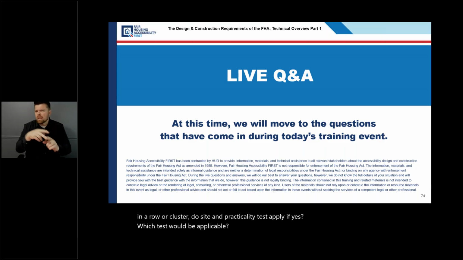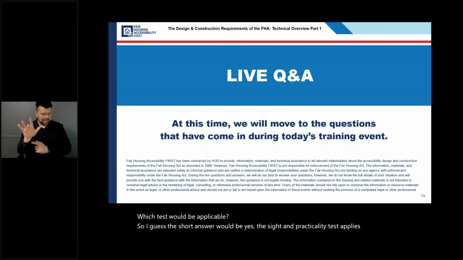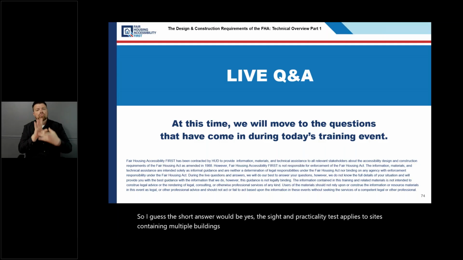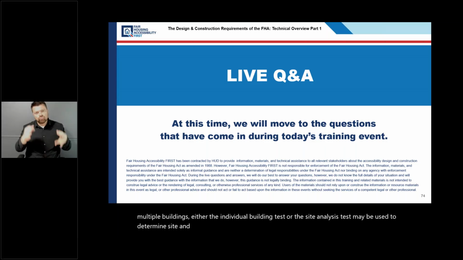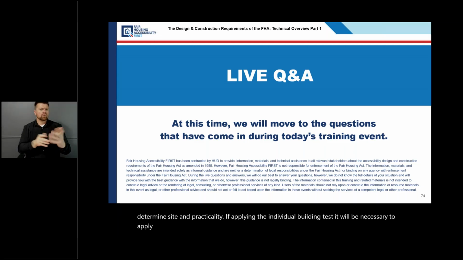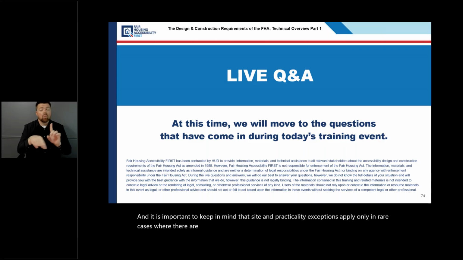So I guess the short answer would be yes. The site impracticality test applies to sites containing multiple buildings with 4 or more multifamily dwellings. As the site has multiple buildings, either the individual building test or the site analysis test may be used to determine site impracticality. If applying the individual building test, it will be necessary to apply the test for each building in the site. And it is important to keep in mind that site impracticality exceptions apply only in rare cases where there are significant topographical challenges.